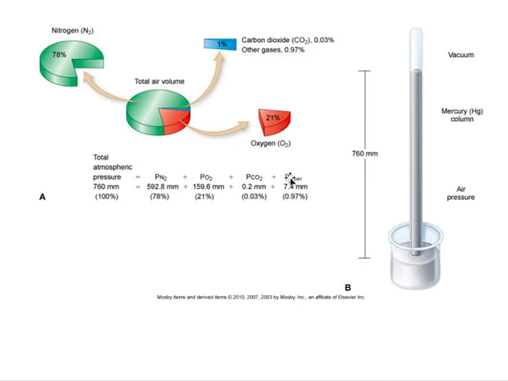So what we're specifically looking at here is air, the actual air, and you can see that 78% of the air is nitrogen, and the partial pressure of nitrogen is 592.8 millimeters of mercury. Oxygen takes up 21% of the air, so the partial pressure of oxygen is 159.6.